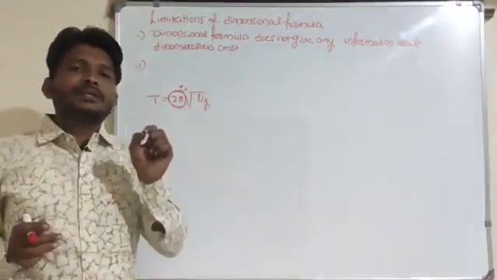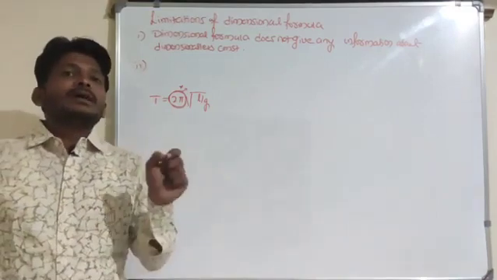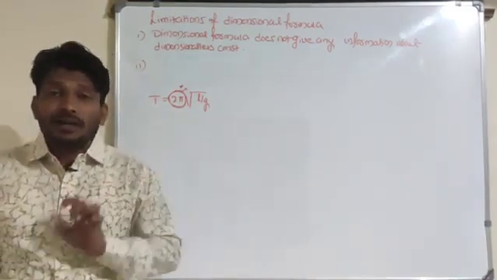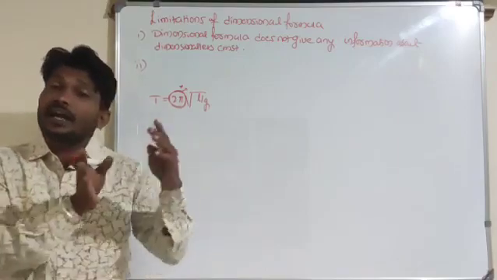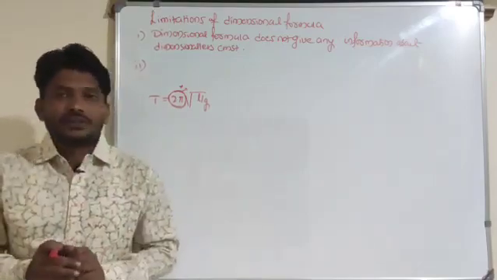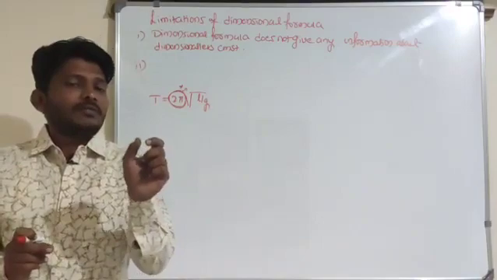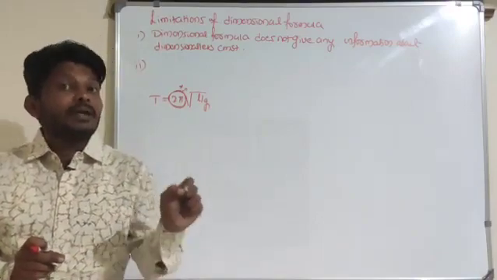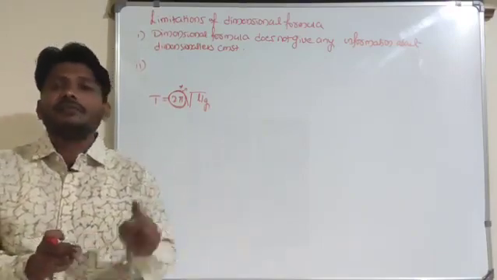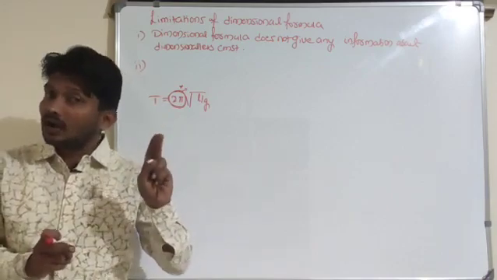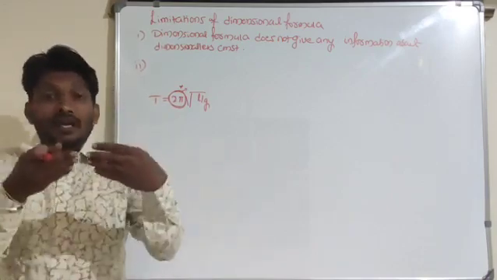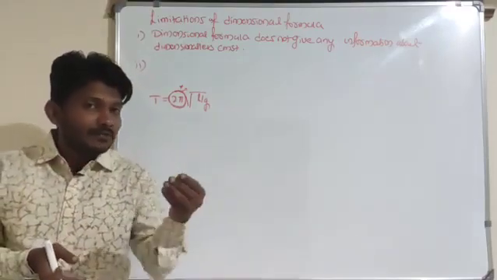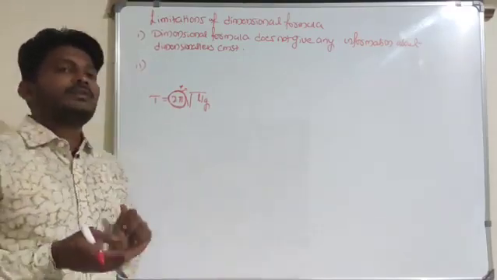Another limitation of the dimensional formula is that it is not applicable if the formula contains any trigonometric function as well as logarithmic function. Remember here, the dimensional formula method is not applicable if the equation consists of a trigonometric function or a logarithmic function. We are unable to derive the equation if it consists of a trigonometric function as well as a logarithmic function.